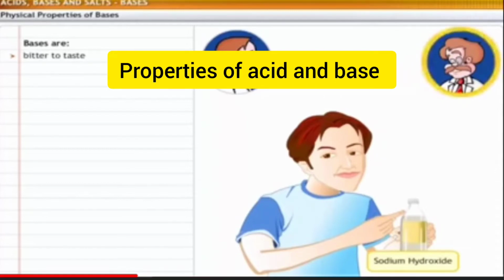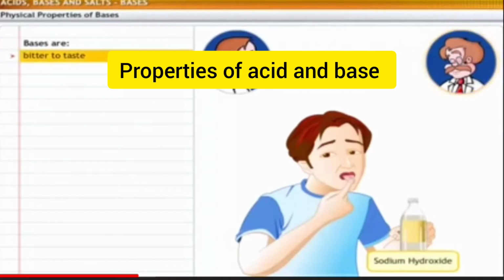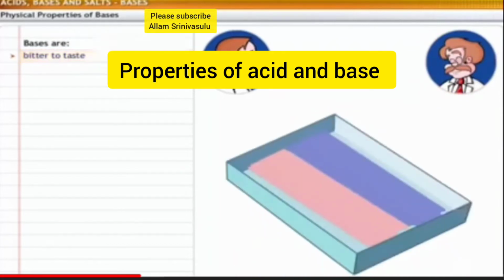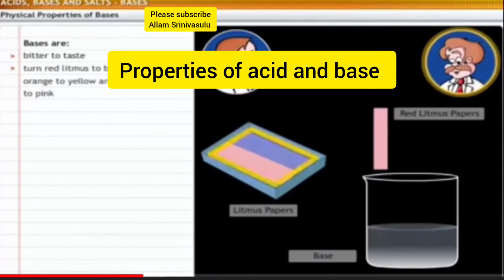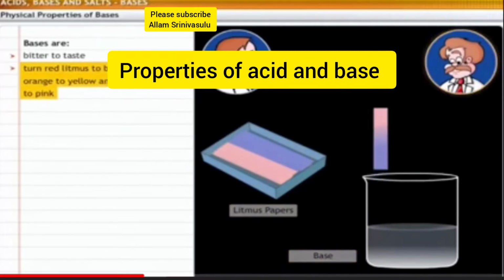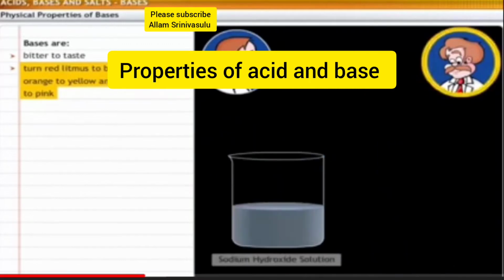Bases are bitter in taste, slippery, and tasteless on the tongue, such as sodium carbonate, and bitter to taste. Red litmus paper turns blue, so it is basic in nature. Example: take a basic solution and dip red litmus paper in the solution, it turns blue. So it is basic in nature.